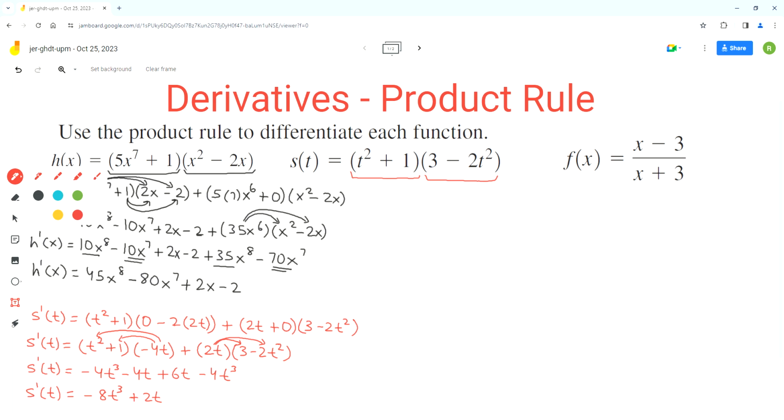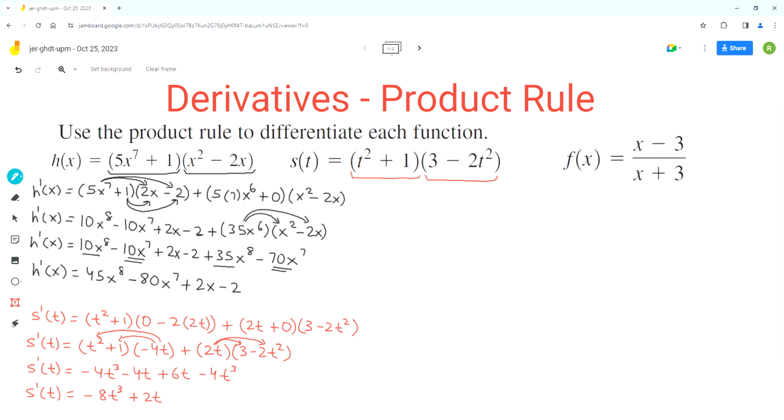So I can use a different color for that. f at x equals x minus 3 over x plus 3. Now as we discussed earlier, product rule is used to find the derivative of a function which is a multiple of two functions. Now in f at x, we have x minus 3 divided by x plus 3. So in this case, the x minus 3 and x plus 3 are being divided, not multiplied. So the first step here is to move the x plus 3 from the denominator to the numerator to make it a multiplication of these two functions.